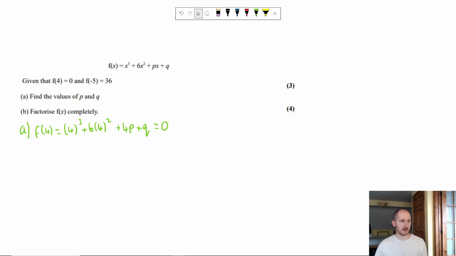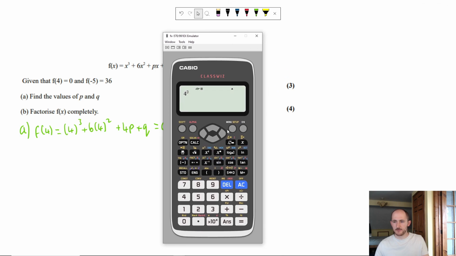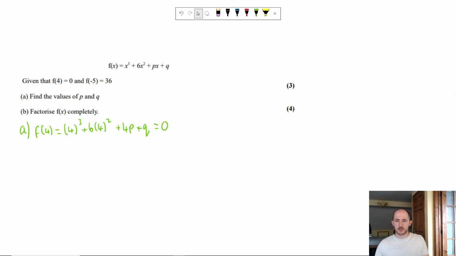Okay, now what I'm going to do is I'm going to work out what these two add to. So I'm just going to whip out my calculator again. We have 4 cubed, right, from the first bit. And then we have plus 6 times 4 squared. That's 160. So we have 160 plus 4p plus q equals 0. So if I move that to the other side, so all of my unknowns are on one side, I get this.